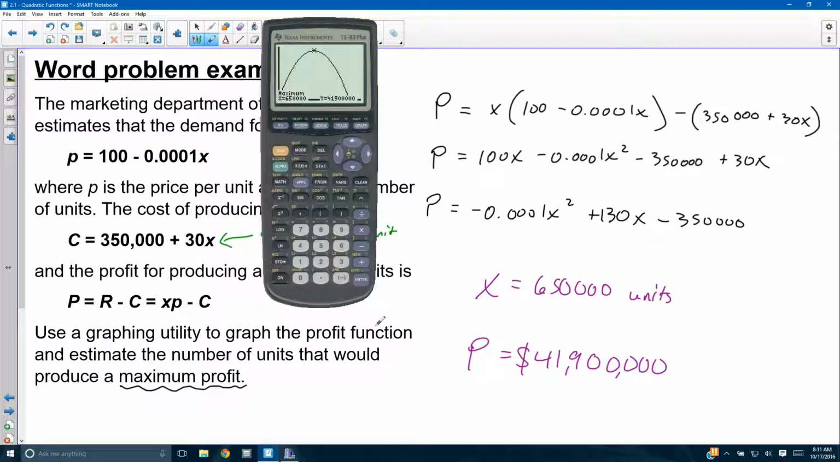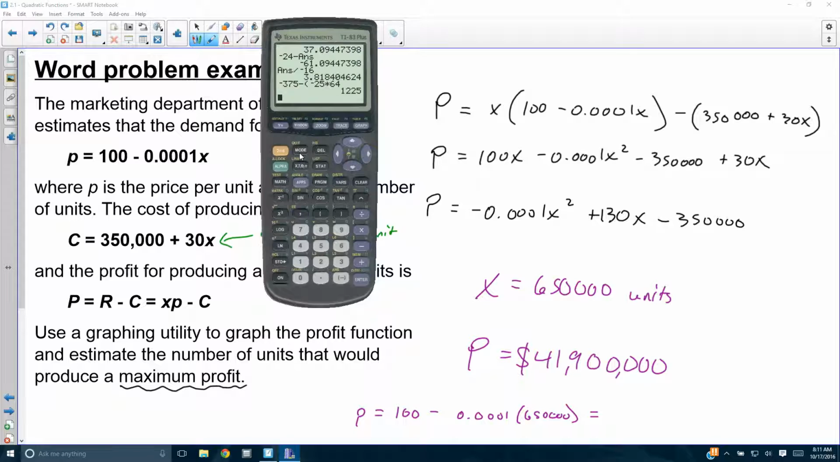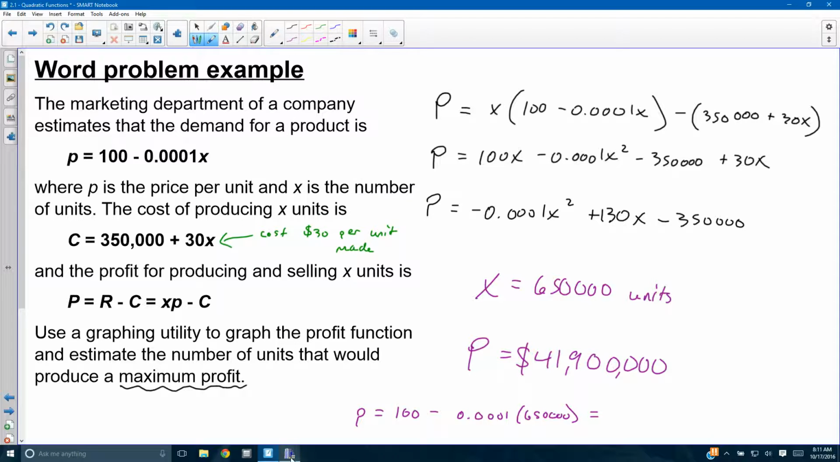Now, what price point is that? I'm also curious. We sell 650,000 units for X. That'll determine what kind of price we're doing. Little p is 100 minus 0.0001 times 650,000. Okay. I think we're selling them for, what is that, $35 each? 100 minus 0.0001 times 650,000. Yeah, $35 each. So looks like 100 would have been a little too steep of a price there. So 35 each.